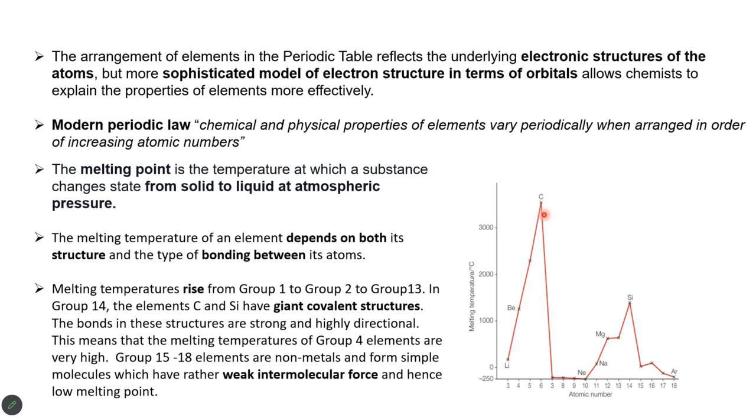If we go to group 14, we can see that carbon and silicon form giant covalent structures that have strong, highly directional bonding. This means the melting points of these group 14 elements are very high. But if we go to groups 15 to 18, these are non-metals, and the structure of these non-metals is held together by weak molecular forces, and hence the low melting point. We can see how it goes here.